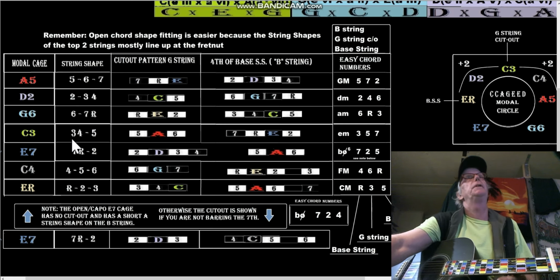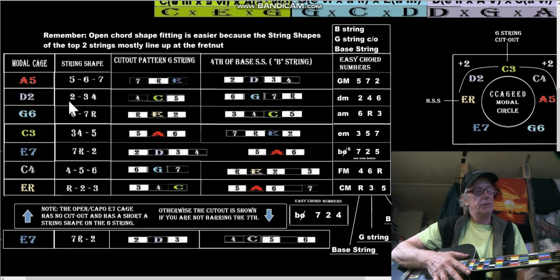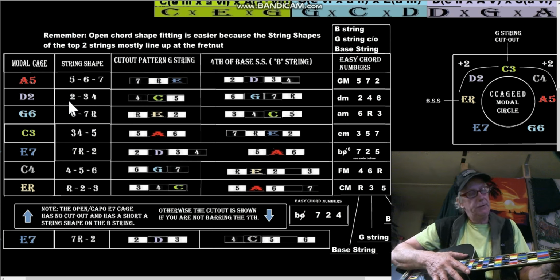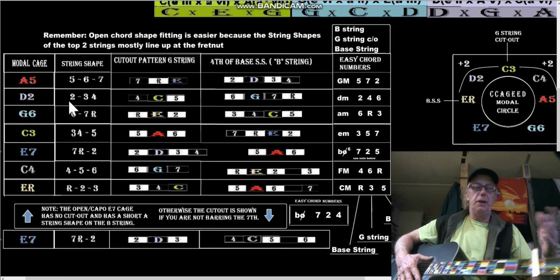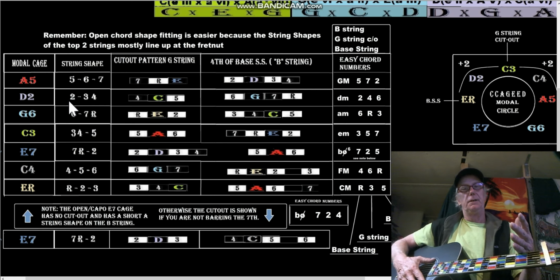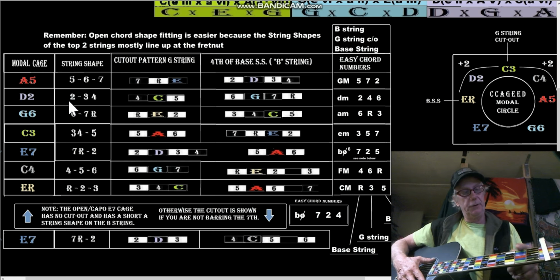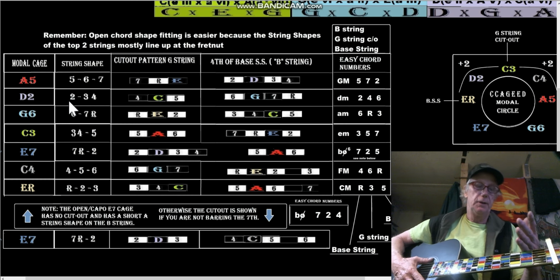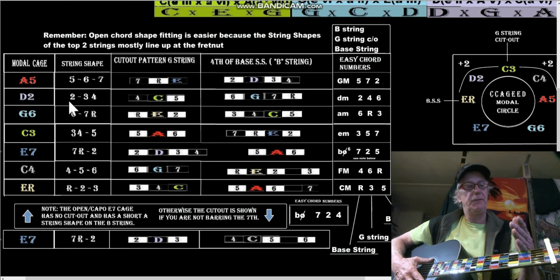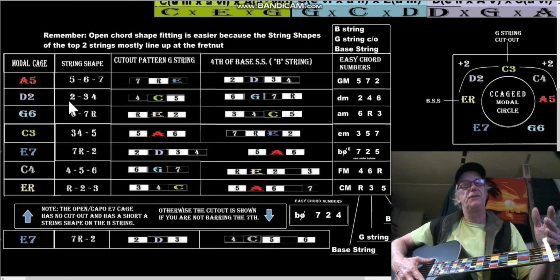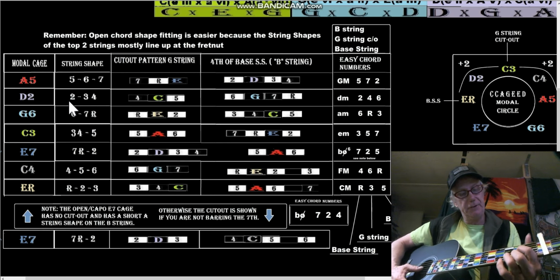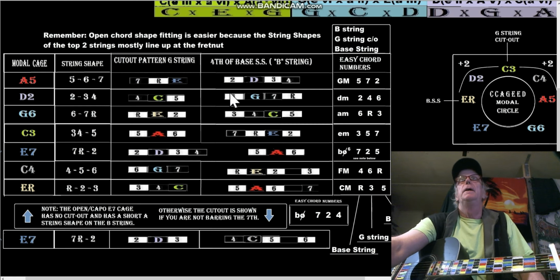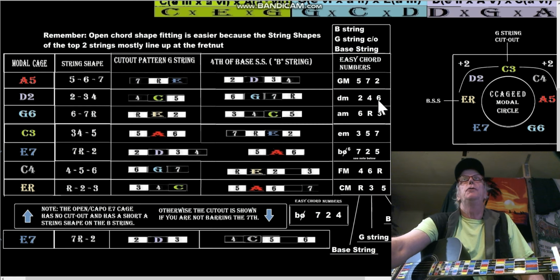Let's try another one that's easy. Let's go to the D box. And you can do this in any key, but you can do it on your open fret nut. If we were doing it with the capo there, it'd be the key of D, but I'm keeping it in the key of C right now because we have a D-shaped C here. So let's just look at it. It's going to be a D minor, 2, 4, 6.